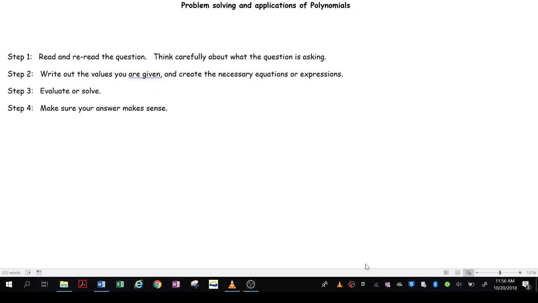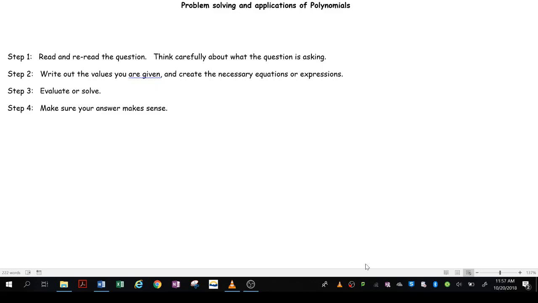The first one is to read and often reread the question. Think carefully about what the question is asking. Stop and think about this before jumping down and trying to solve equations that you see in the question. So really stop, think about what is being asked of you and what values or variables, what information you've been given in the question. Then write out the values you were given.